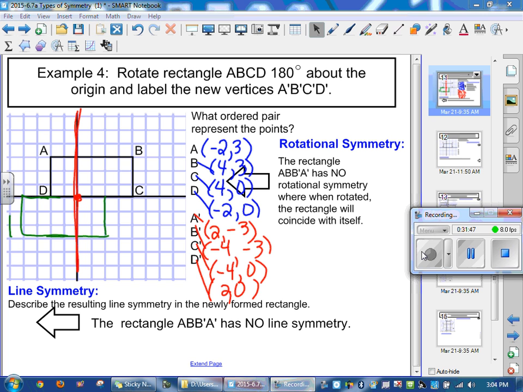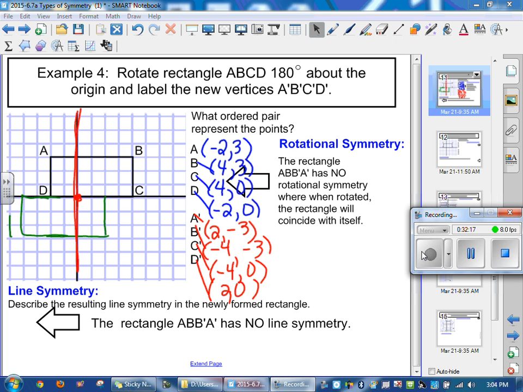So, here's the confusion. Many might think that it's got rotational symmetry. But, I rotated it 180 degrees. Is it sitting on top of itself here? No. So that means there's no rotational symmetry. If I rotated it 180 again, would it sit on top of itself? Yes. But that means it rotated and sat on top of itself in exactly one turn of 360. When it does it in one turn, we say it's got no rotational symmetry. It has to be less than.